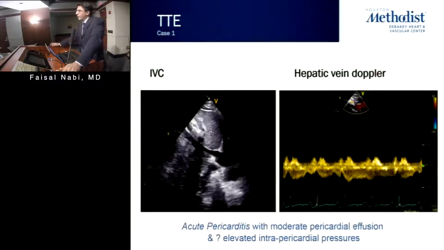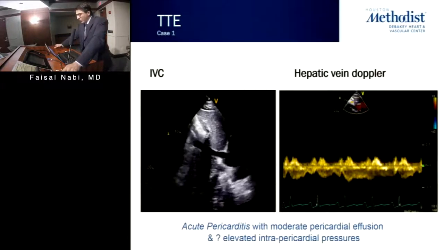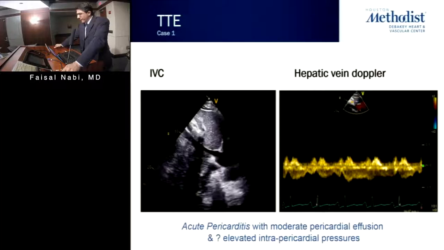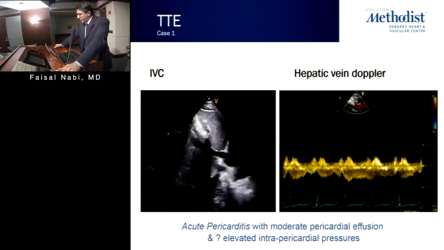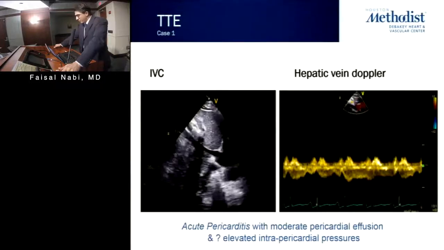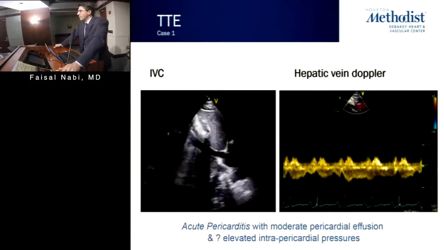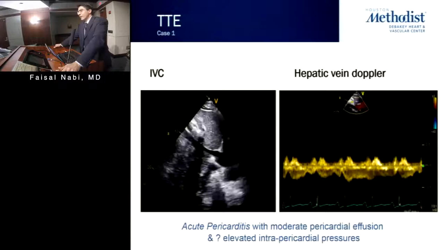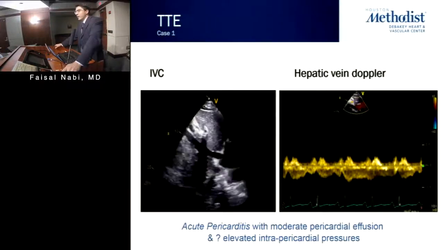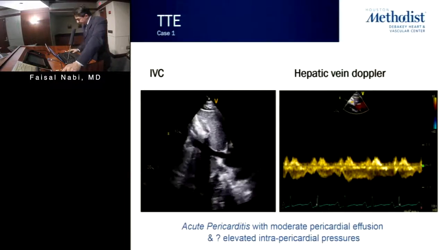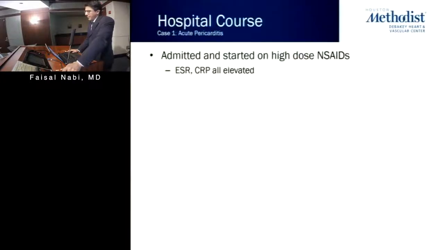So our working diagnosis at this time was acute pericarditis with moderate pericardial effusion and a question mark of whether there were elevated intrapericardial pressures. There was a little bit of respiratory variation across the mitral valve, but systemic pressures seemed all right, and forward flow was preserved. So I'll just briefly go over his hospital course.